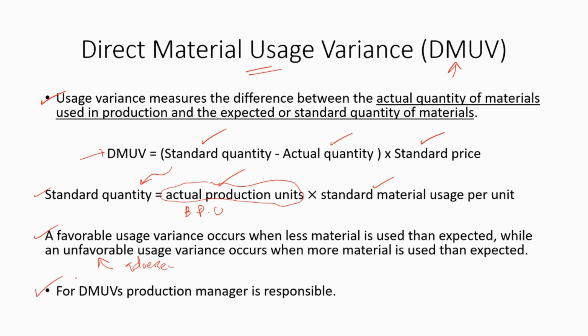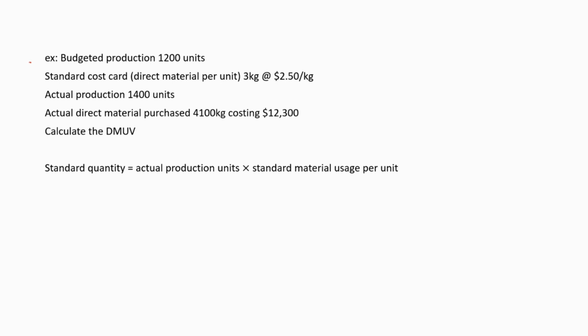For direct material usage variances, the production manager is responsible because the material is used in production in order to produce goods. The responsible person for production is the production manager. So the direct material usage variances will be the responsibility of the production manager. This is very important. Now let's do this example.